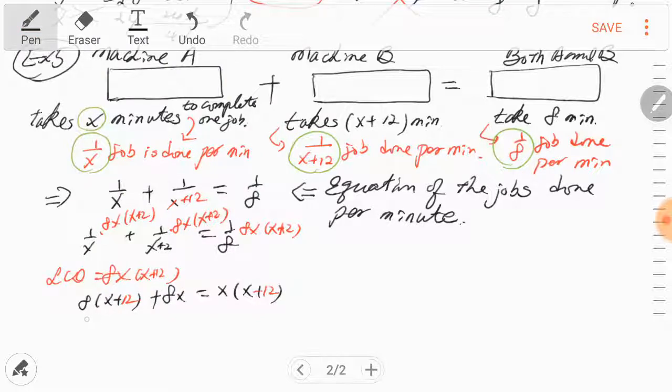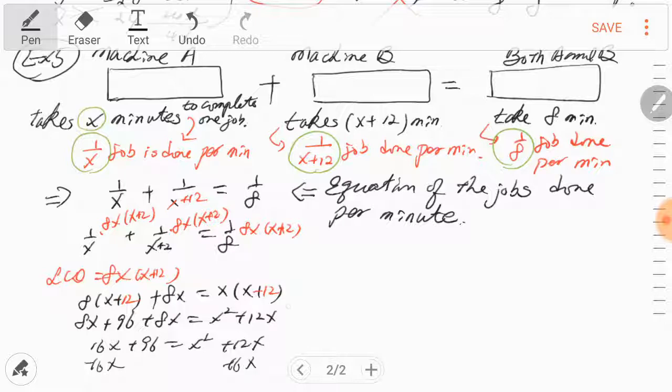All right, then this is equal to x squared plus 96 plus 8x, x squared plus 12x. Then 16x plus 96 is equal to x squared plus 12x. And then move this one to the right, so minus 16x. Then 0 is equal to x squared minus 4x. And then minus 96 each side.